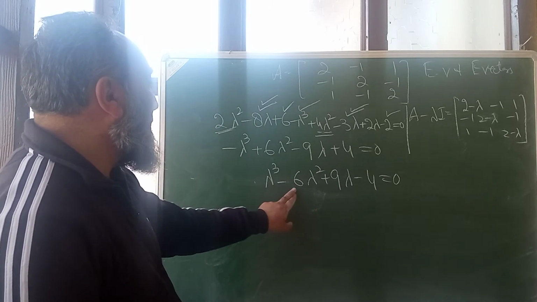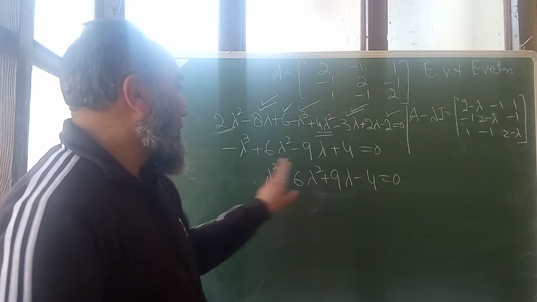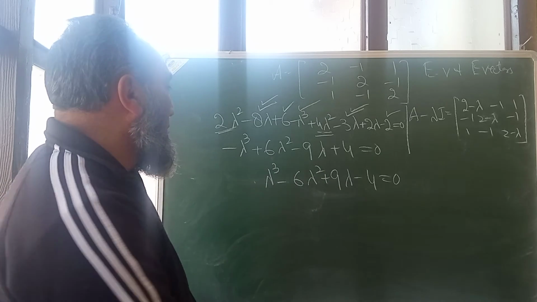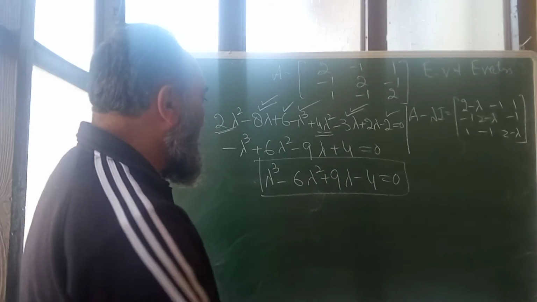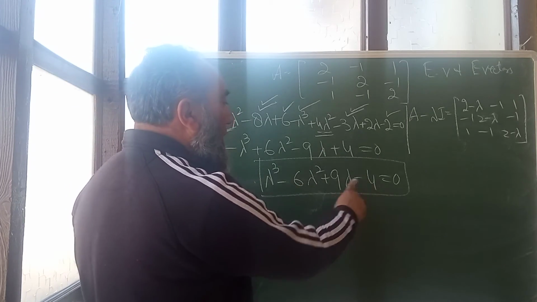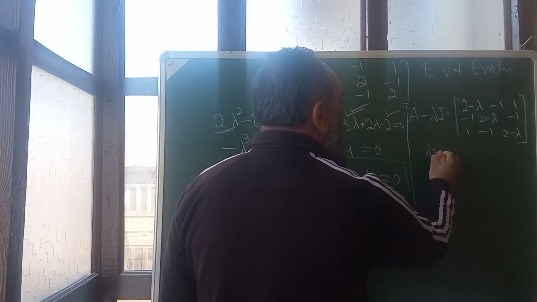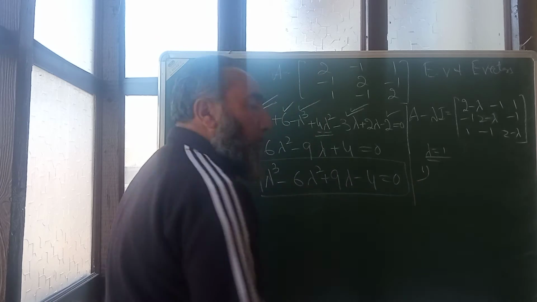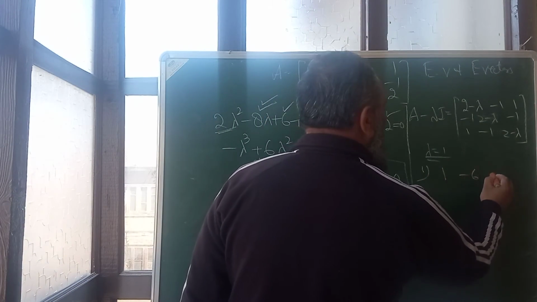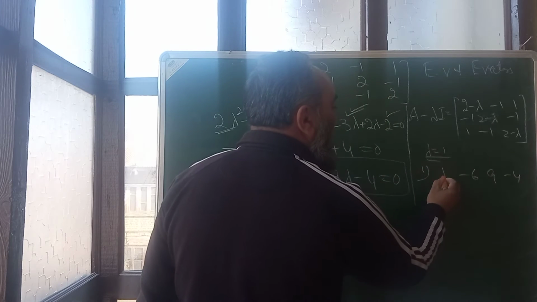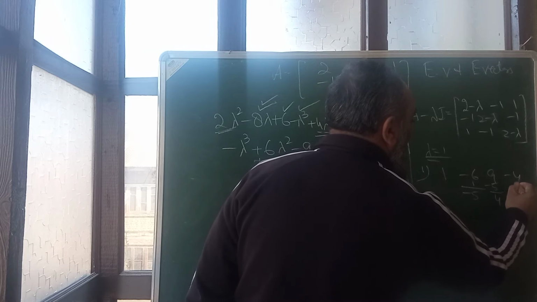Lambda cube minus 6 lambda square plus 9 lambda minus 4. Okay, I have taken this minus out. So this is a cubic in lambda. You can see this is minus 6 minus 4, 10, 9 plus 1, 10. So lambda equal to 1 satisfies this equation. Let me use synthetic division. This is 1, coefficients minus 6, 9 and minus 4. 1 into 1 is 1, minus 5, 1 into minus 5 is minus 5, 4, 1 into 4 is 4.